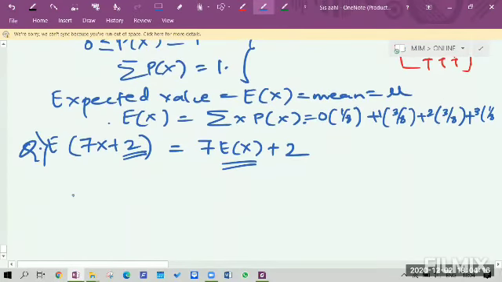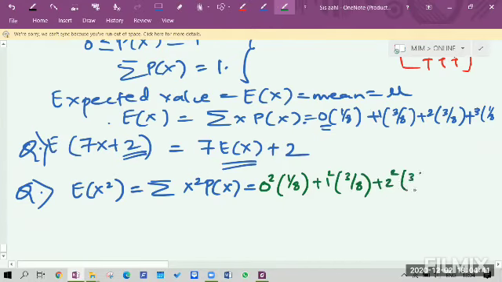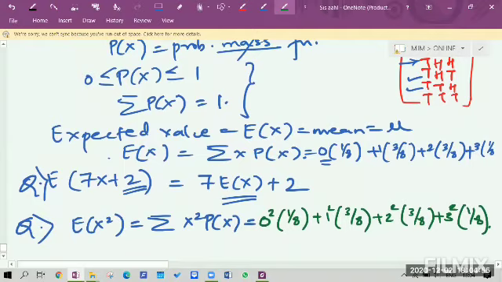Further on, if you are asked to find out E of x square, E of x square is summation x square P of x. The same thing, only you square the x part. So if you square the x part, what do you get? 0 square into 1 by 8 plus 1 square into 3 by 8 plus 2 square into 3 by 8 plus 3 square into 1 by 8. Do you get it? Summation. I hope you understood. Take a screenshot of this.